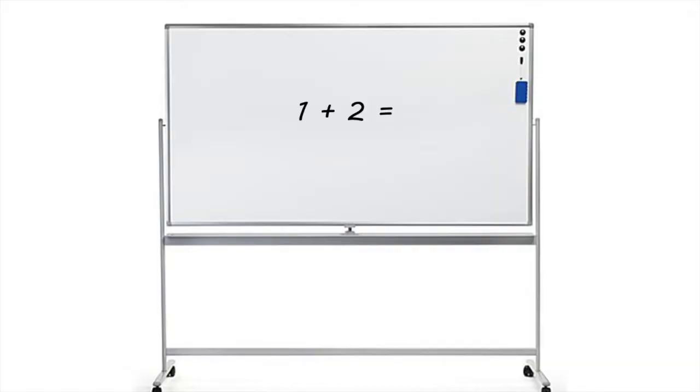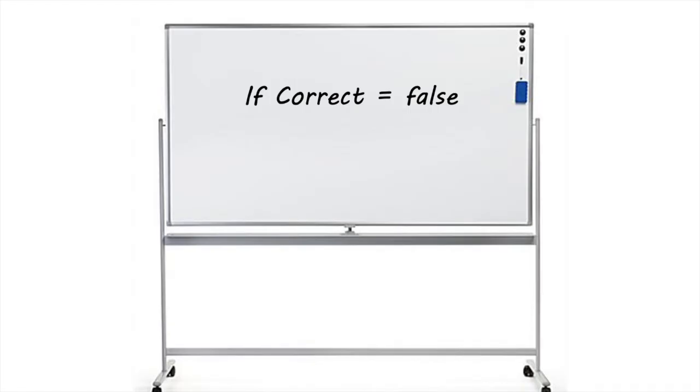For example, if we were to have a program that checks whether an equation is correct, we could have a variable called correct. If the user enters the correct answer, the variable correct is set to true. We can then use this variable to display a message. For instance, if correct is false, we can print wrong answer. And if correct is true, we can print good job.